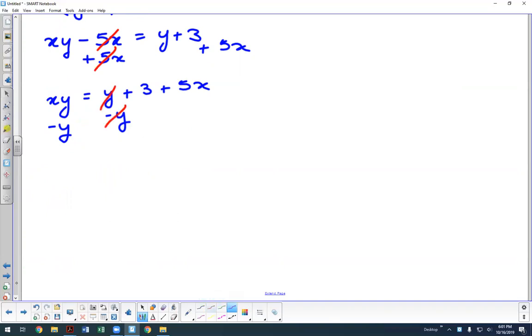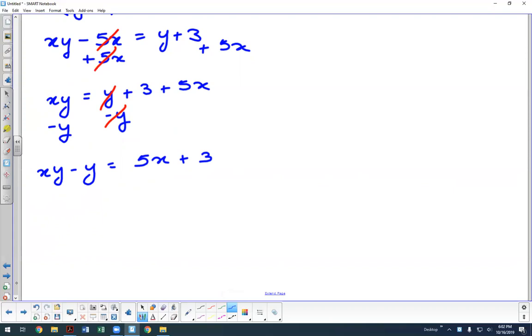Which will again give us xy minus y, 5x plus 3. So we've got our y terms on one side, we've got terms that don't have y on the other side. What should we do next? Divide by x on the left.